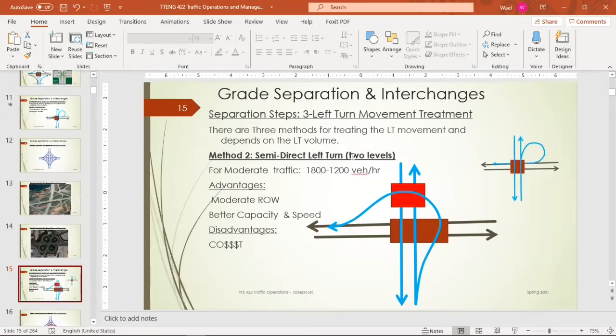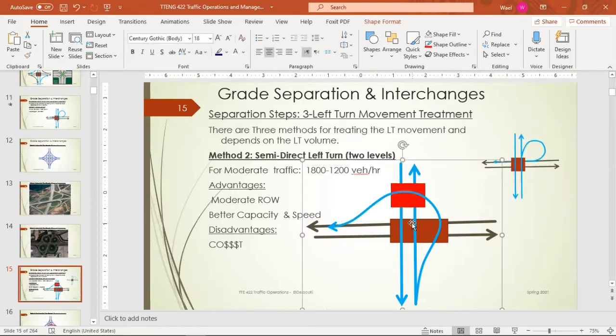The semi-direct left turn needs building two elevations. You can see here, it goes crossing the other conflicting direction at the same level. Then it goes over the through movements here, then goes down and merges with the traffic of the other direction. Okay, remember this one was the indirect. This is semi-direct. Okay, and this is for volumes 1200 to 1800.